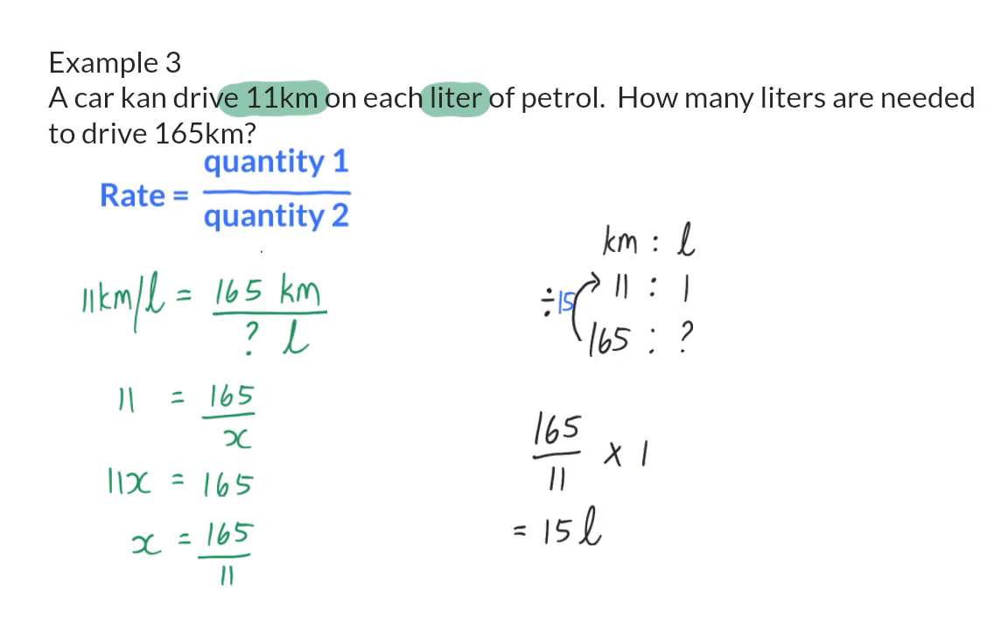I'm reminding you that we divided here because then we know that when we do the opposite calculation, we will multiply by 15, which means we will also have to multiply by 15 on the other side.